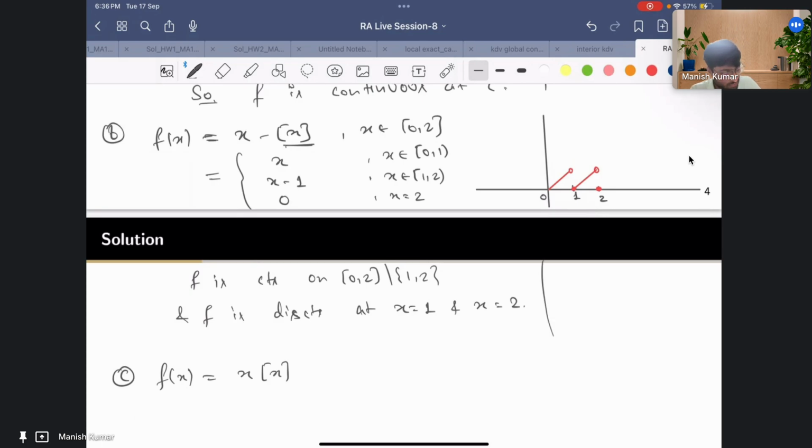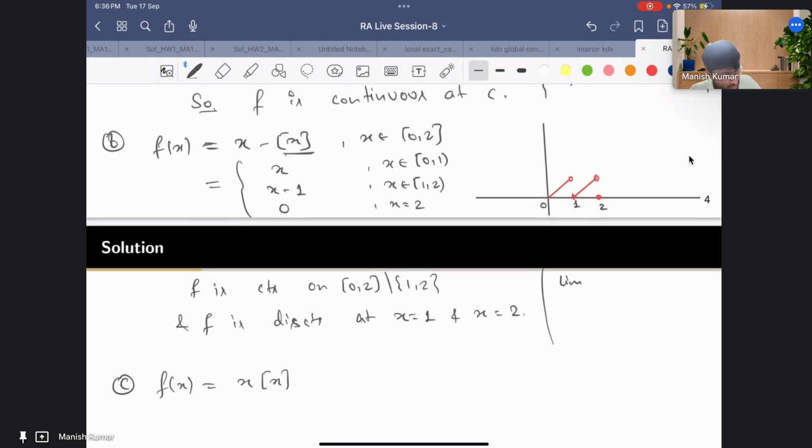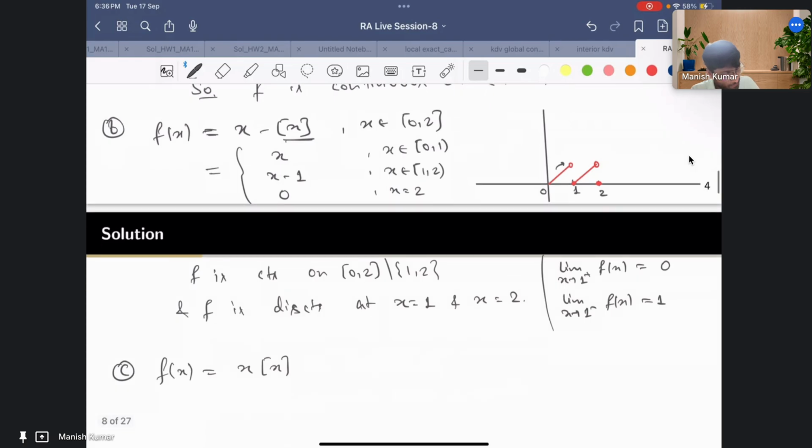So maybe I can give this solution as well. So you can see that limit x going to 1 plus f of x, so when you are coming from right, you are getting x minus 1, which is 0, right? And when you go from left hand side, 1 minus f of x, you can see that this is going to 1, right? So it is 1. So limit x tending to 1, f of x does not exist, because left hand limit and right hand limit are different.